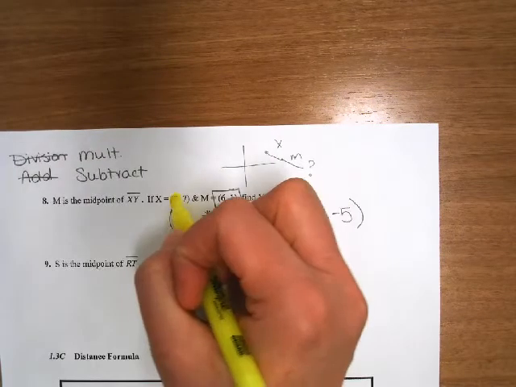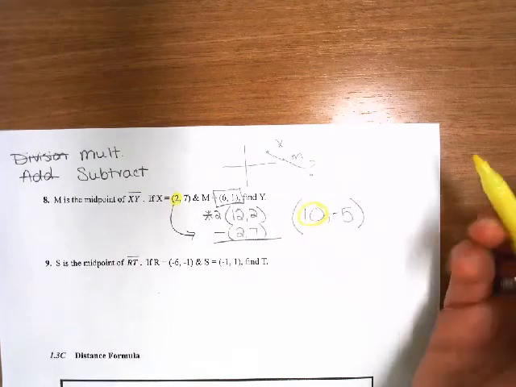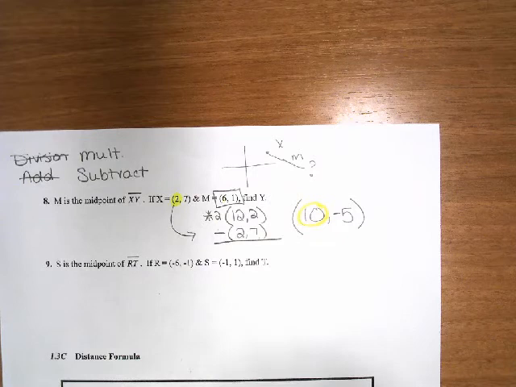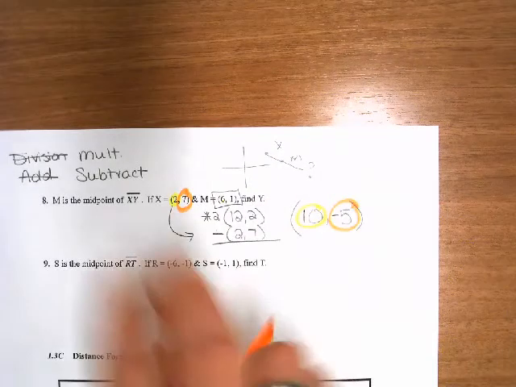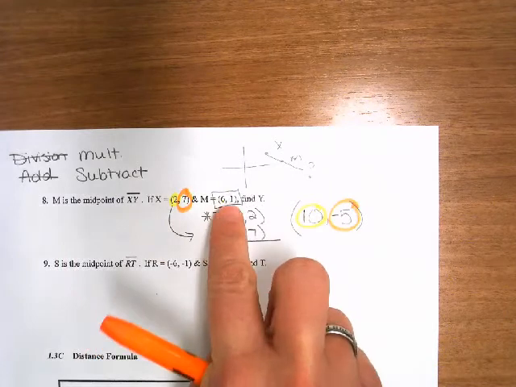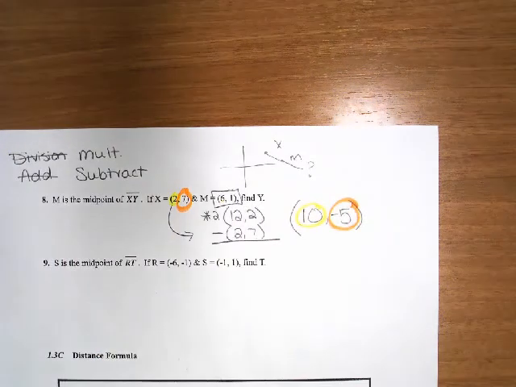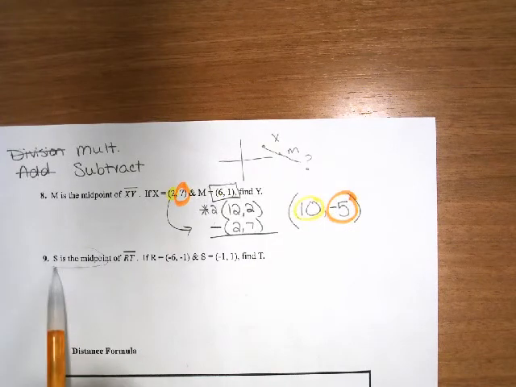and there's my endpoint. And if you want to check it, add your x's together. So add 2 plus 10, so that's 12, take half. Add your y's together. 7 plus negative 5 is 2, take half. So I can tell you I've done it right.